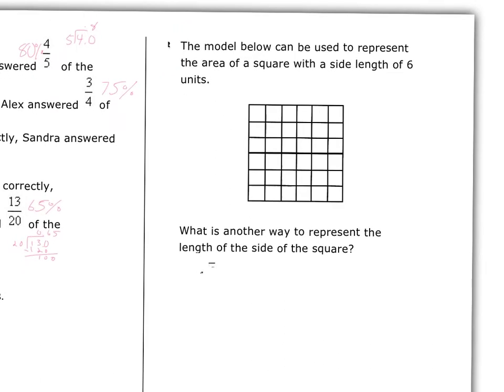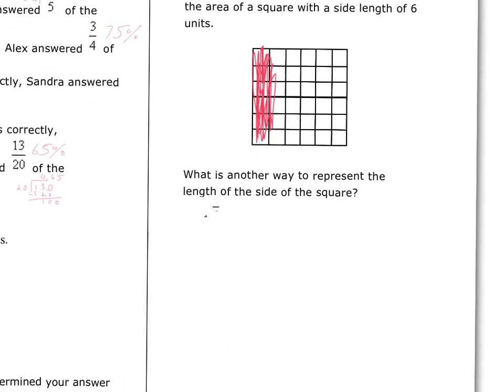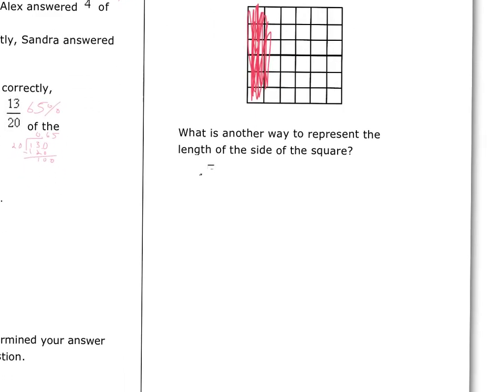Alright, the model below can be used to represent the area of a square with a side length of 6 units. What is another way to represent the length of the side of the square? That would be just this part of the square. What did we use yesterday to represent just the length of the side? What have we been talking about? Length of the side of the square. What's the area of that square? 36. How would you find the side length of that square? What did you just do in your head?